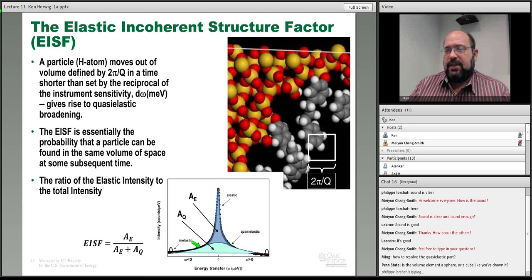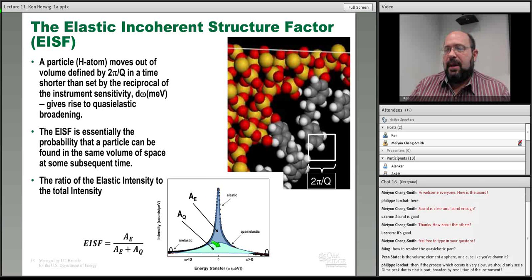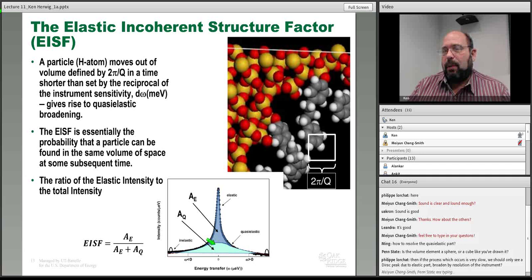The quasi-elastic part is the part that's broader than the instrument resolution function. The instrument resolution function will determine the maximum time scale, or the slowest motion, that you're sensitive to in your experiment. So the quasi-elastic component arises when the hydrogen atom, in this case, moves out of our box faster than the maximum time scale that's set by the instrument resolution.